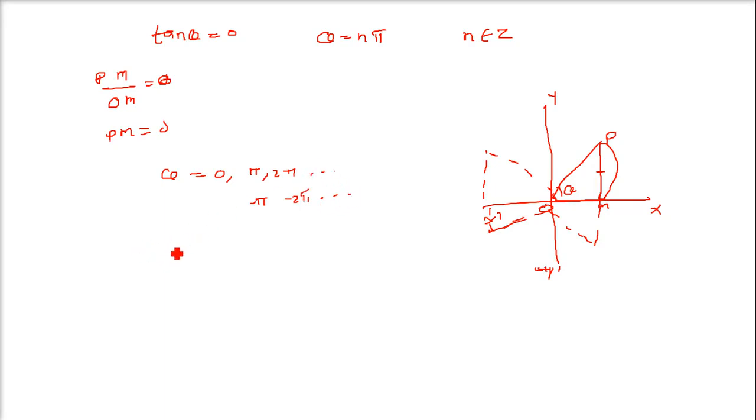So we can conveniently write that theta equal to n pi, where n belongs to Z, because n is 1, minus 1 like this, plus 1. So n belongs to Z. Theta equal to n pi is the general solution of tan theta equal to 0.